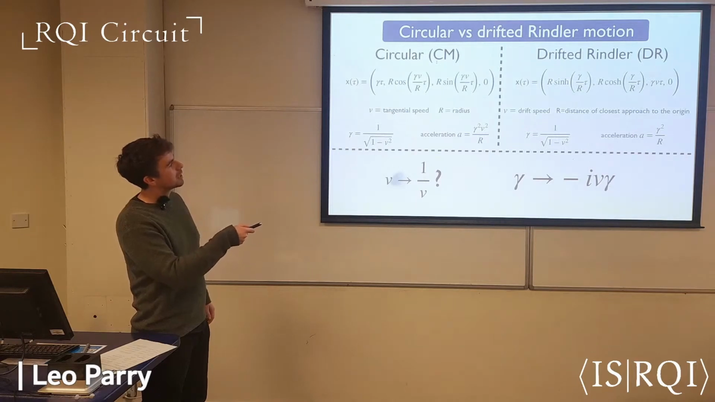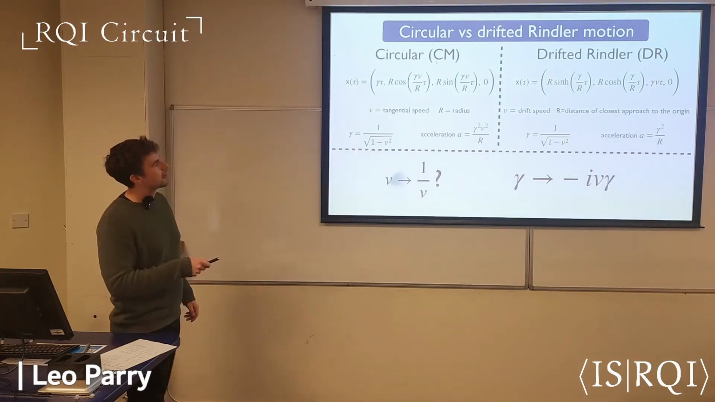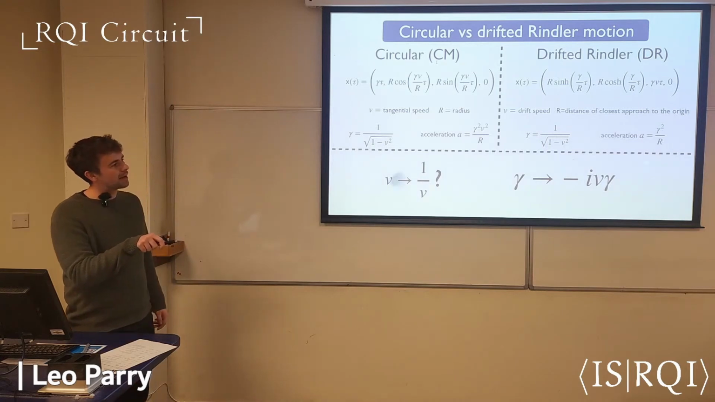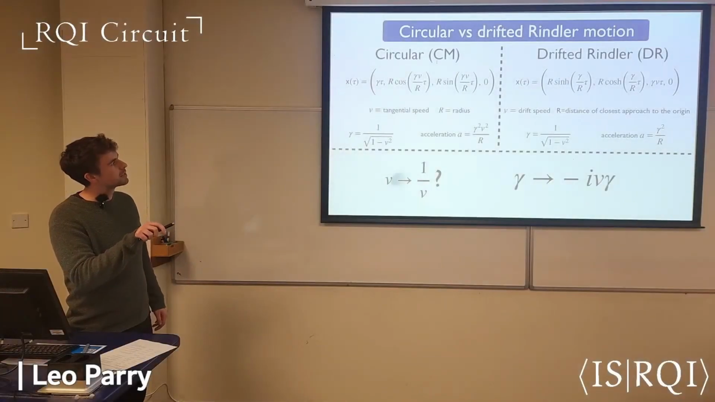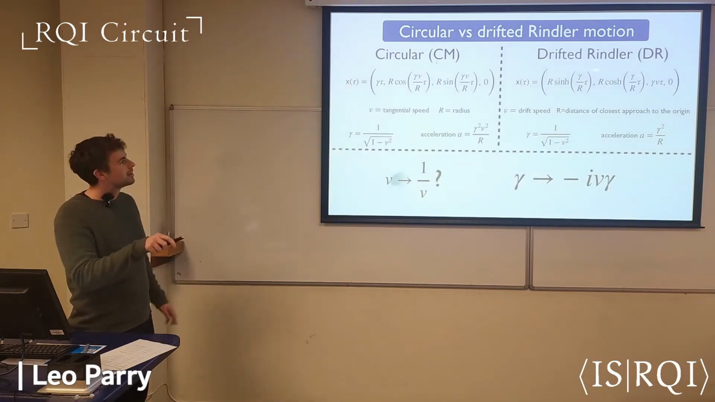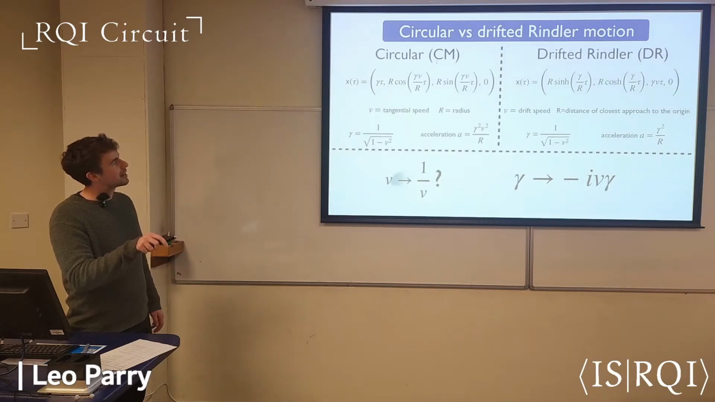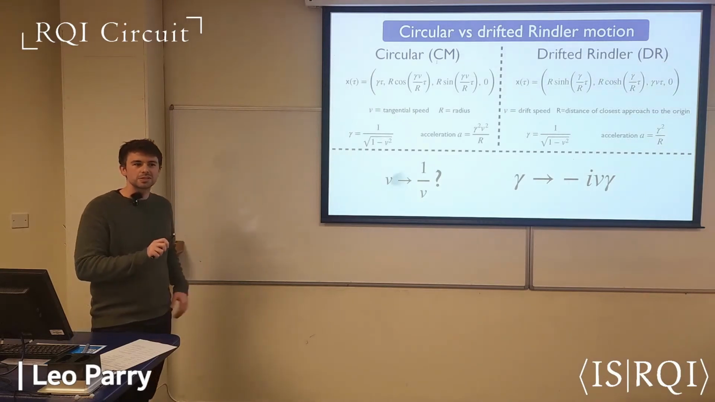You have this hyperbolic sine of gamma over r tau. So gamma becomes minus i v gamma, and this hyperbolic sine becomes a normal sine, and this gamma becomes gamma v, something like that. So this first component becomes this third component here. If you look at the second component, again, this hyperbolic cosine becomes the normal cosine, and this gamma becomes gamma v, something like that. And then finally, this gamma v tau becomes something like gamma tau.